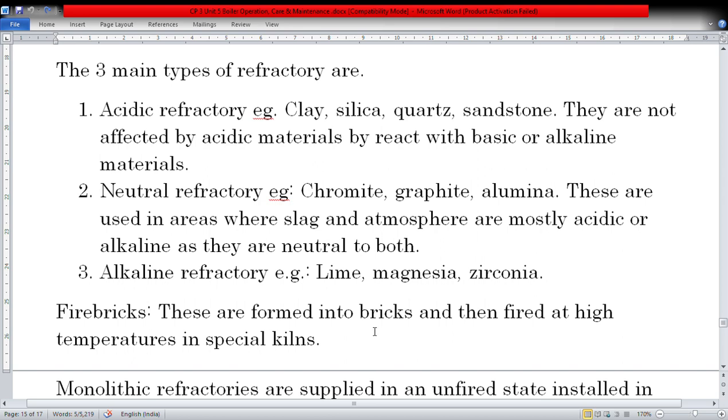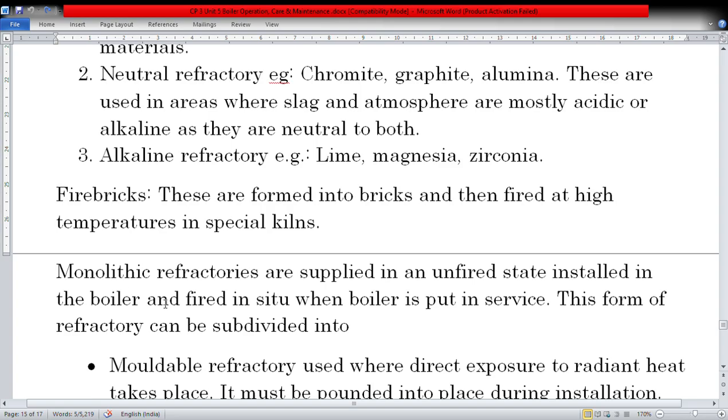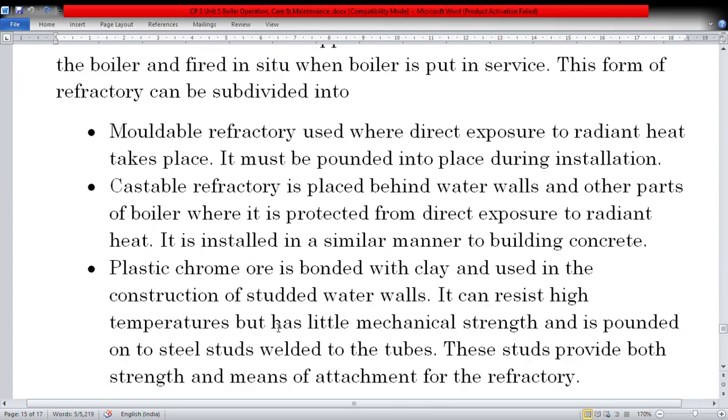Fire bricks are formed into bricks and then fired at high temperature in special kilns. Monolithic refractories are supplied in an unfired state, installed in the boiler and fired in situ when the boiler is put in service. They are divided into three other categories. Moldable refractory is used where direct exposure to radiant heat takes place. It must be pounded into place during installation. Castable refractory is placed behind water walls and other parts of the boiler where it is protected from direct exposure to radiant heat. It is installed in a similar manner to building concrete.